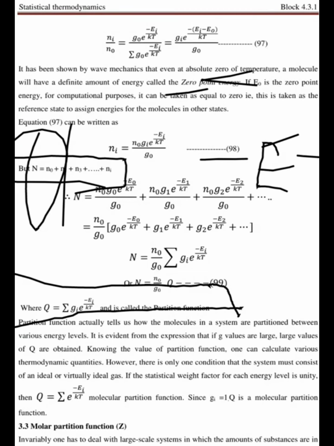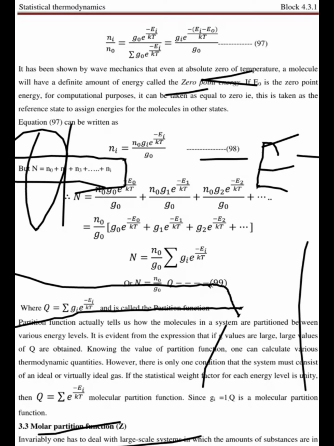And Q is the molecular partition function. So this is the partition function. Next we are going to discuss the molar partition function, which is denoted by Z. It deals with the large scale system in which the amount of substance is in grams per mole. So it mainly deals with the molar partition function.